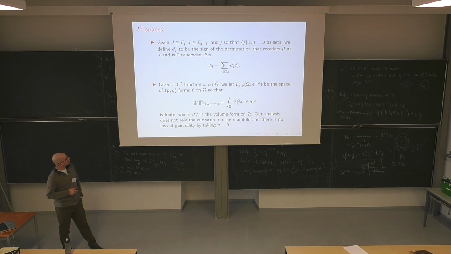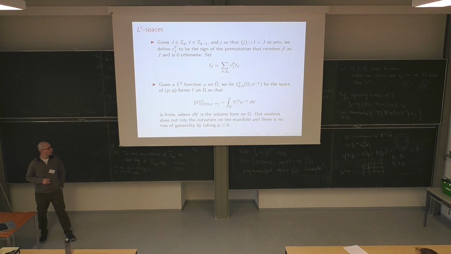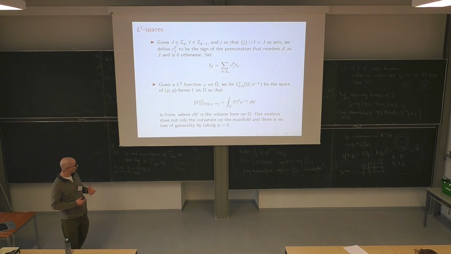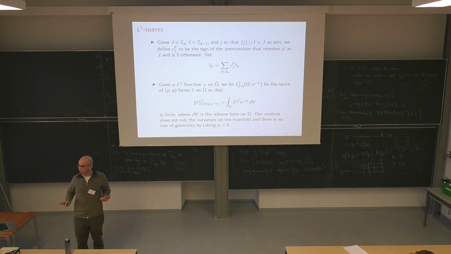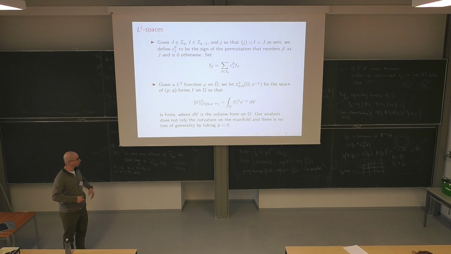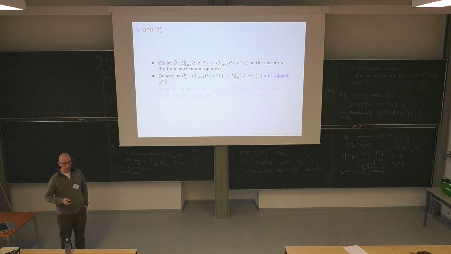So we have L2_(p,q), the space of (p,q) forms with L2 coefficients. dV is the volume form on omega. And our analysis doesn't rely on curvature properties of the manifold. And so for us, there is no harm in taking p equals 0, which is what I'm going to do for the rest of the talk. But our results would apply equally to (p,q) forms. Okay, I want to use P as a point on the boundary anyway.